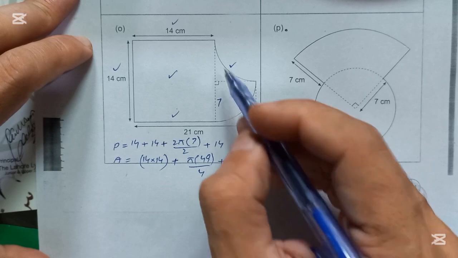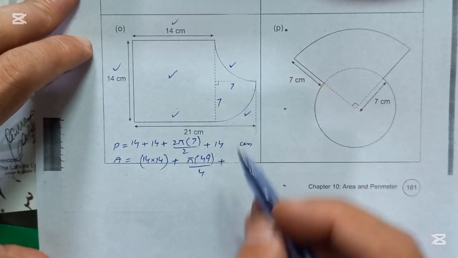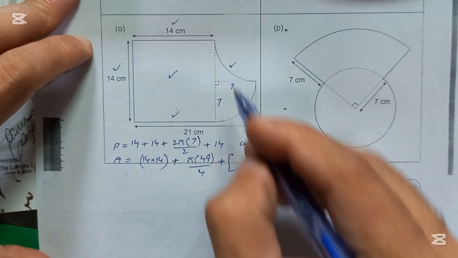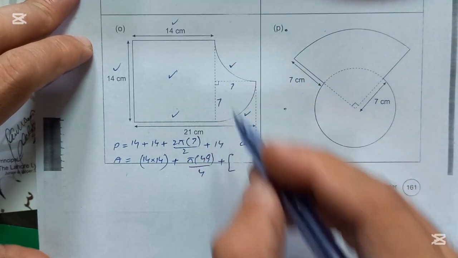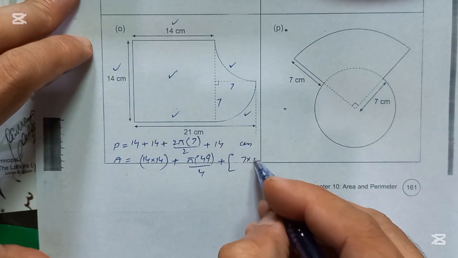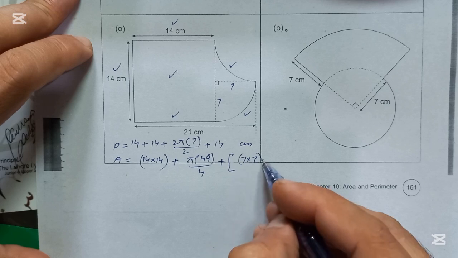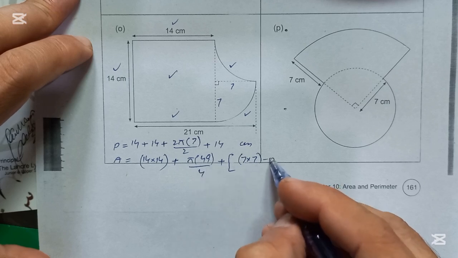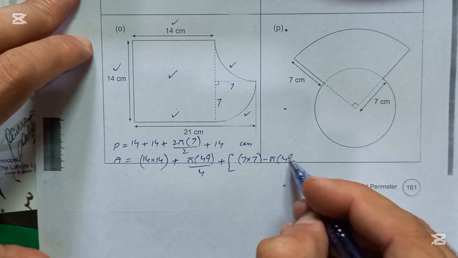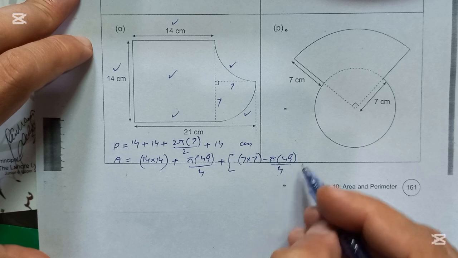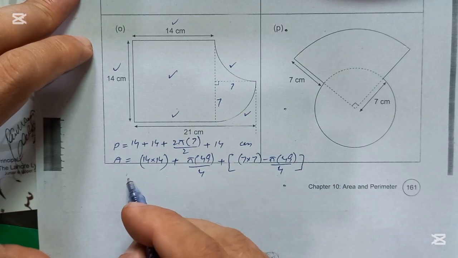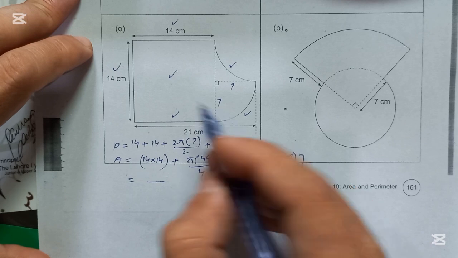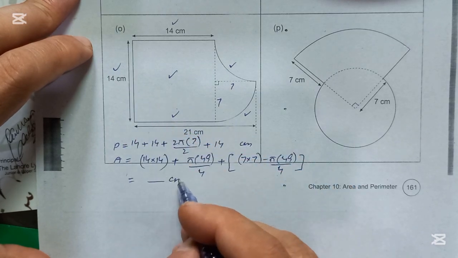Plus this area. This will be a square from which quadrant is subtracted. So 7 into 7 minus quadrant, pi into 49 divided by 4. So solve this full factor on the calculator, you will get the answer, unit will be centimeter squares.